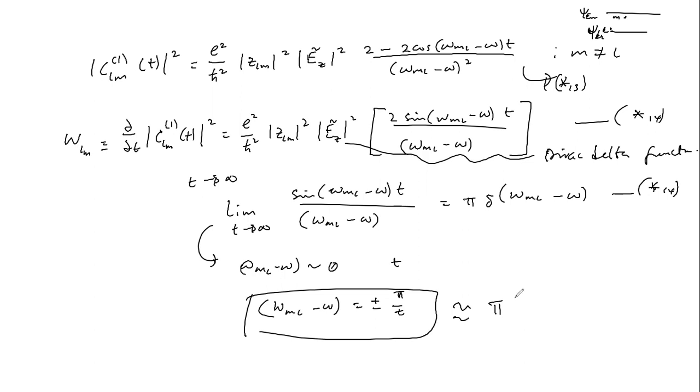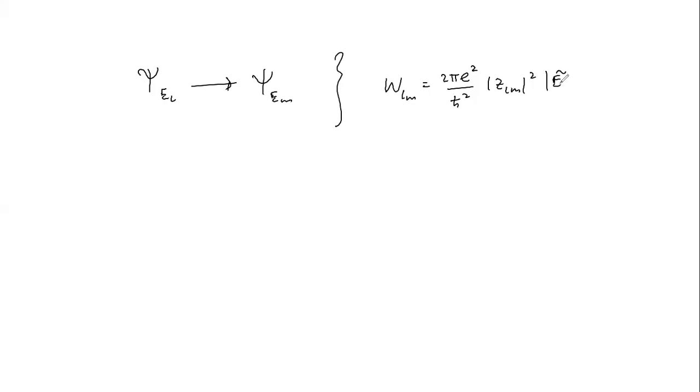Hence, the probability transition from the state psi, let's say psi EL to psi EM per unit time induced by a monochromatic incident wave on the atom is given as 2 pi times electronic charge squared, Z squared, then E Z squared Dirac delta. So this is the probability transition from this state to this state, lower state to higher state.